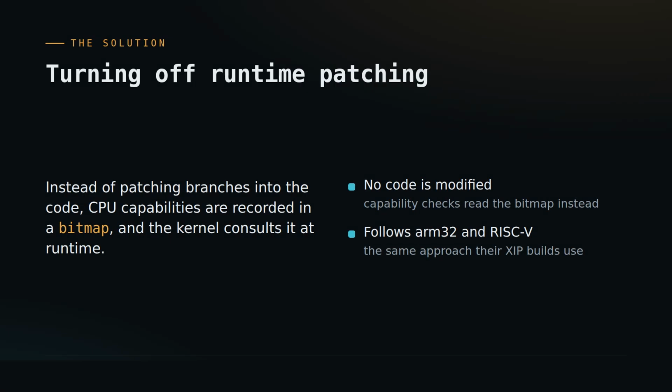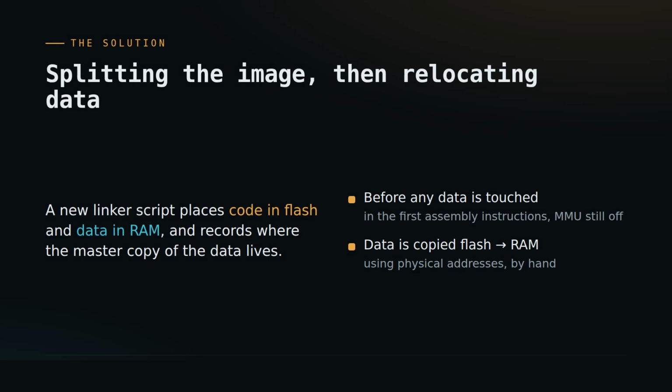The solution to the first problem is to run with patching switched off. Instead of patching branches into the code, the kernel records CPU capabilities in a bitmap. It then consults that bitmap at runtime. This mirrors how ARM32 and RISC-V handle their own Execute in Place builds. For the split image, a new linker script places code in flash and data in RAM. It also records where the master copy of the data lives. Then in the very first assembly instructions, the writable data is copied out of flash into RAM. This happens before any data is touched, with the memory management unit still off.